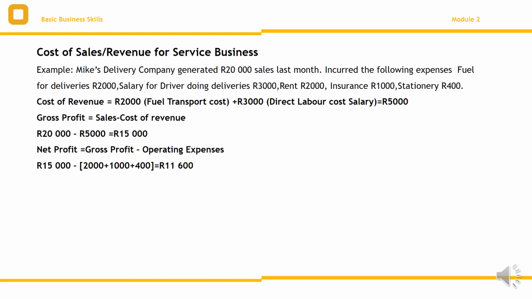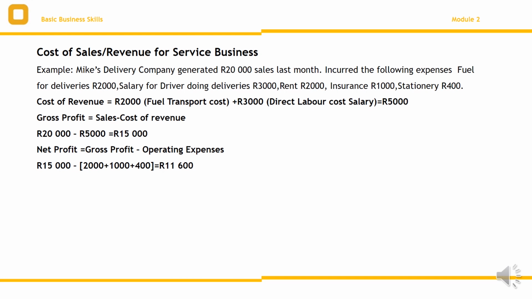So Mike's direct costs are going to include the salary that he pays for the driver to do the deliveries on a day-to-day basis. He's paid a monthly salary of 3,000 Rand. Other direct costs that Mike incurs are his fuel costs. Remember, he needs to fill up his vehicle with fuel each and every day to conduct the deliveries. And those fuel costs are to the value of 2,000 Rand.